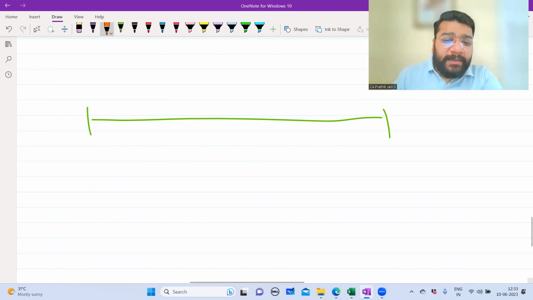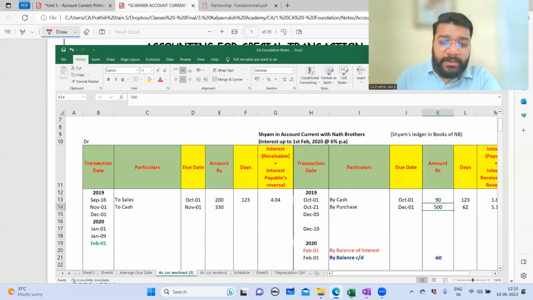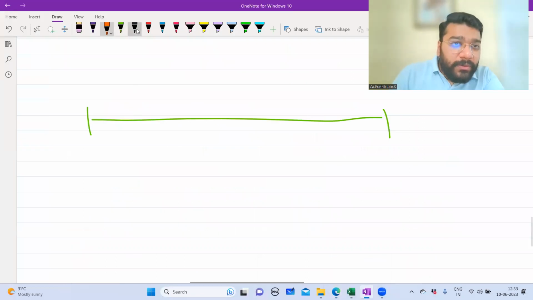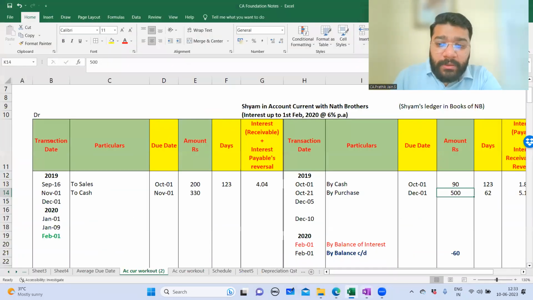When is the purchase done, guys? Purchase, October 21, correct. So October 21. What is the due date of this purchase? That is, when do you have to make the payment? When is the payment due? December 1.